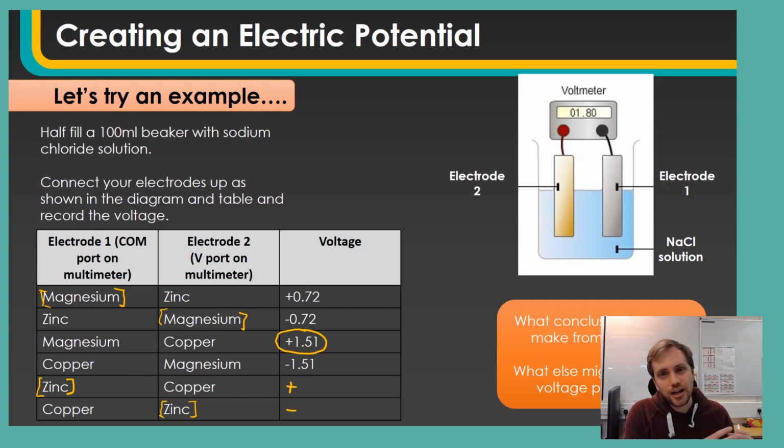What we now need to do is work out the size of the voltage. And to do that, you're going to need to consider the other data in the table. And it is definitely possible for you to work out the magnitude of the voltage that's created. So I want you to pause the video and see if you can work out how you might go about doing that, just using the data that's in the table above.